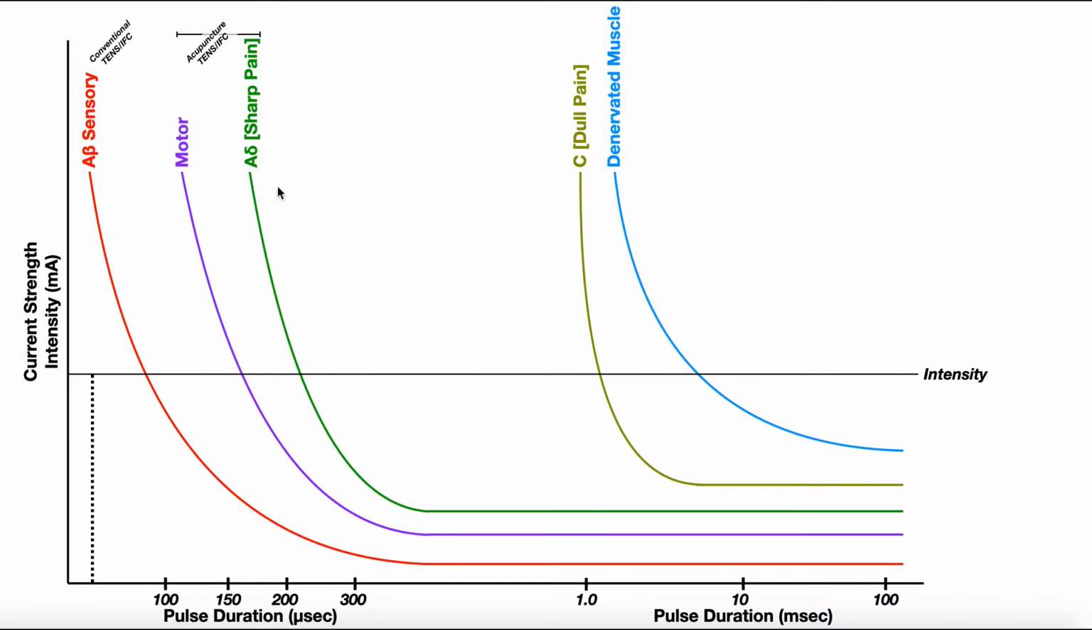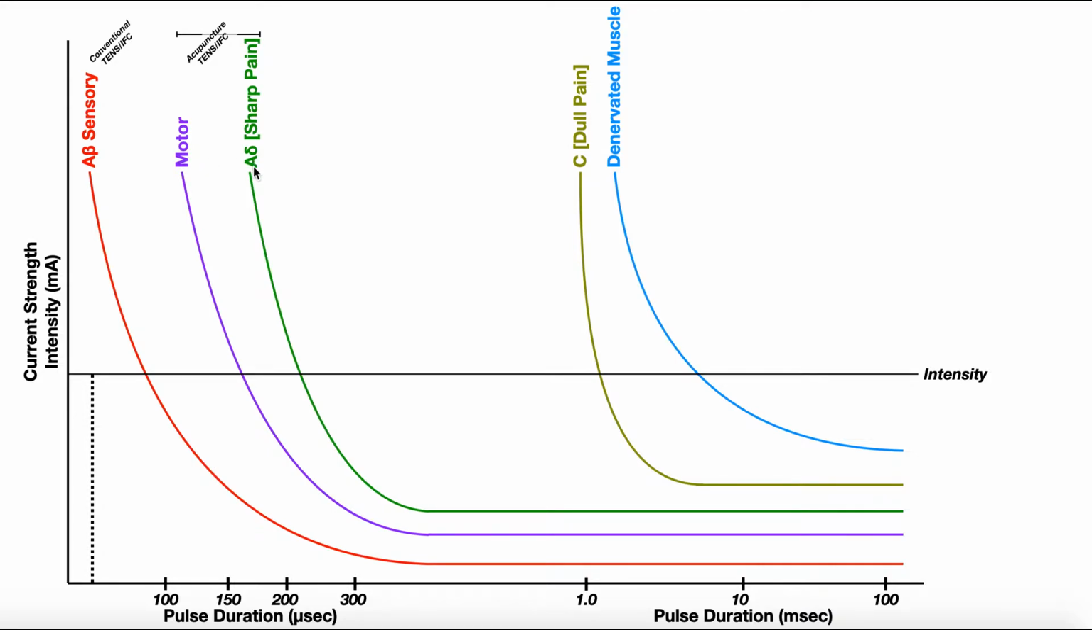What are they? Well, these each correspond to either a particular type of tissue or a particular type of nerve. So this red one on the far left is A beta sensory. This is typically the type of nerve that we're trying to stimulate with the conventional setting on TENS and IFC. The purple curve right here is for motor neurons or motor nerves. These are not the muscles themselves, these are the motor neurons that innervate a particular skeletal muscle.